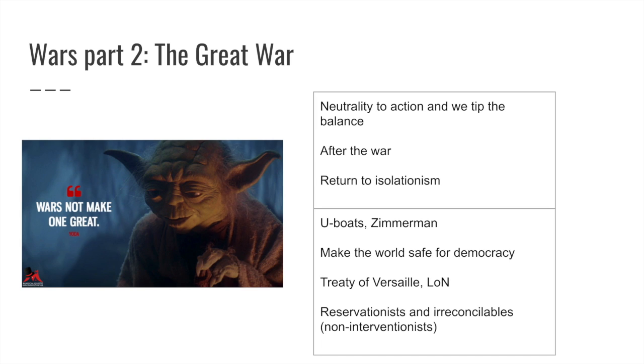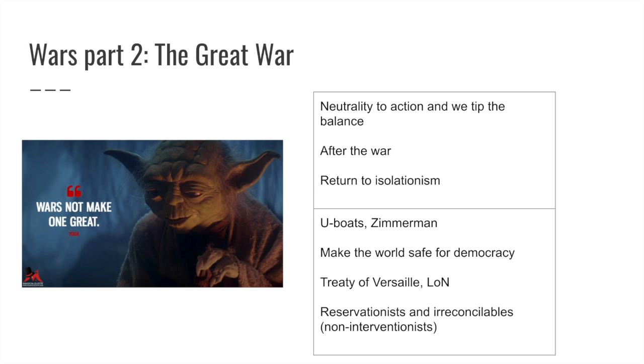Okay, the second war is the Great War, for which I quote Yoda here: "Wars do not make one great," but we should know about it and how it got us involved. At the start of the war, we remained in a very neutral stance. We did not want to take action, but some events like constant U-boat attacks and the incriminating Zimmermann note would eventually push us into war. Woodrow Wilson got a lot of credit for keeping us out of the war, but then when the war starts, he gets us involved. And we do come in late, but we tip the balance.